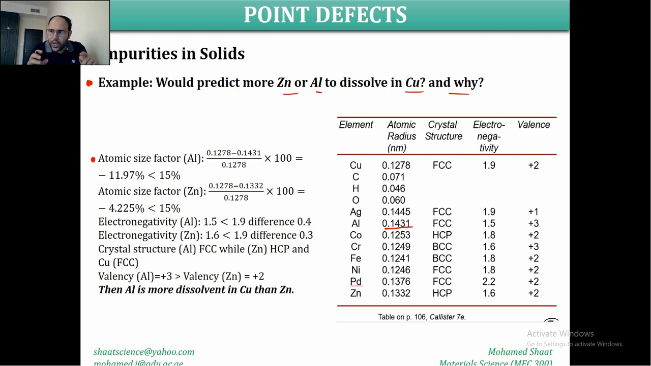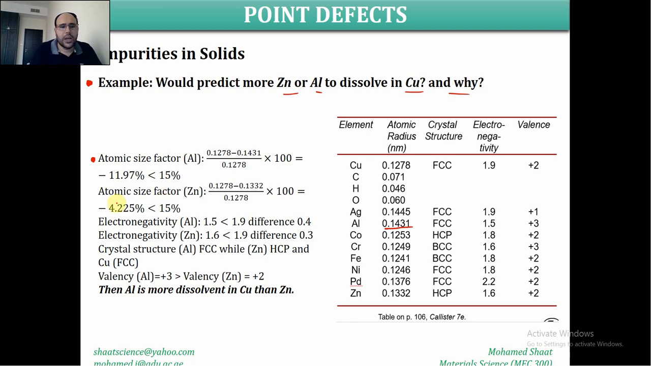You should identify which material is common: the host material, this is the copper. So the radius of the host material minus the radius of the impurity, divided by the radius of the host material, times 100. This gives negative 11.97%. Don't forget about the sign, just deal with the absolute value. It is less than 15%, so we are in good shape.